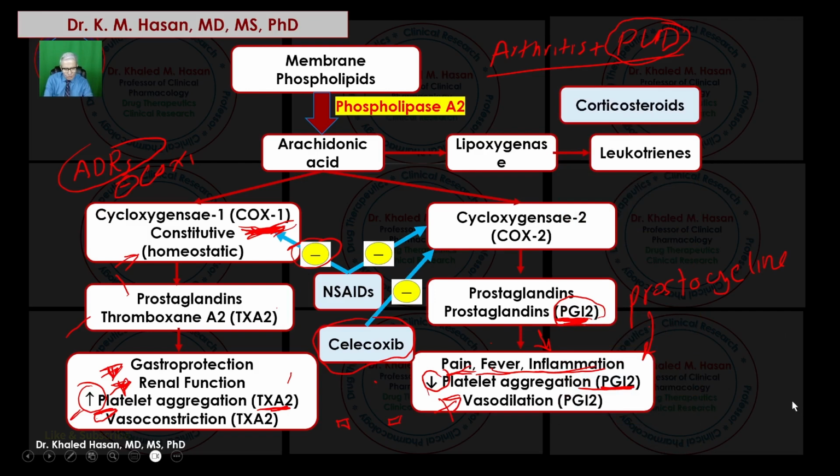Okay, cortisone, we prescribe cortisone. How does cortisone work? Cortisone inhibits an enzyme called phospholipase A2. Now we understand three main mechanisms of action. Number one, celecoxib, a selective inhibitor of COX-2. NSAIDs, non-selective inhibitors. Then we have glucocorticoids or corticosteroids, which inhibit phospholipase A2.